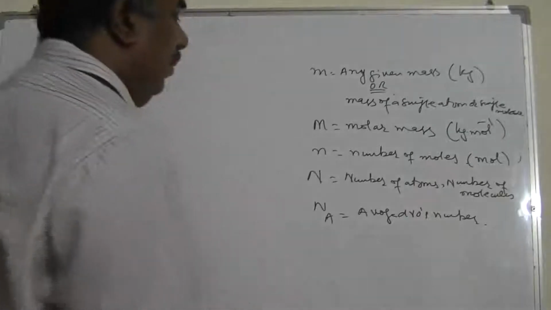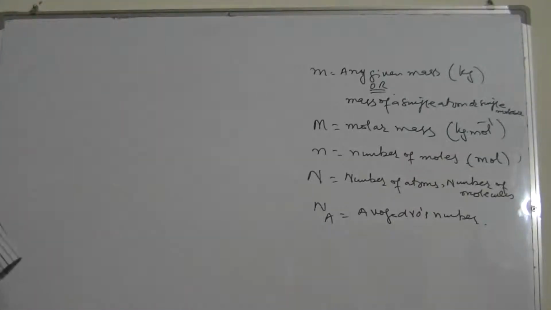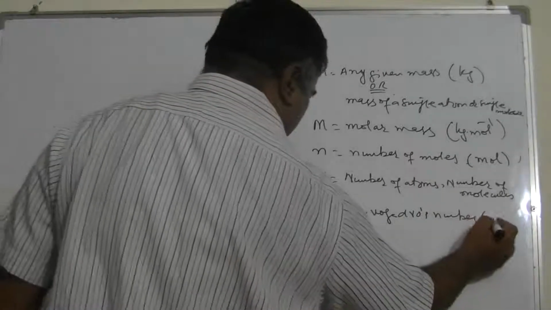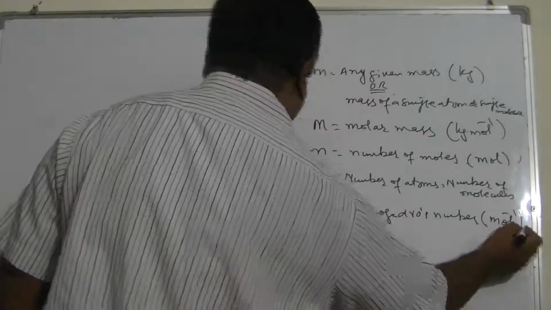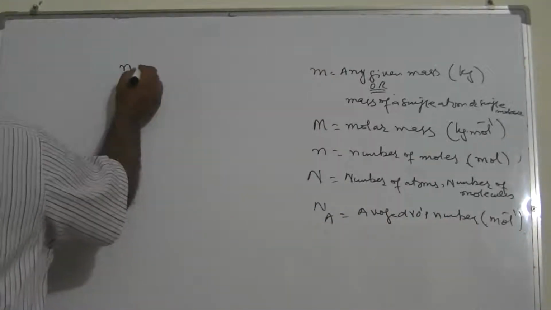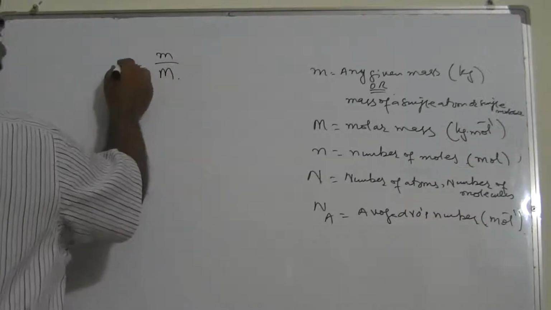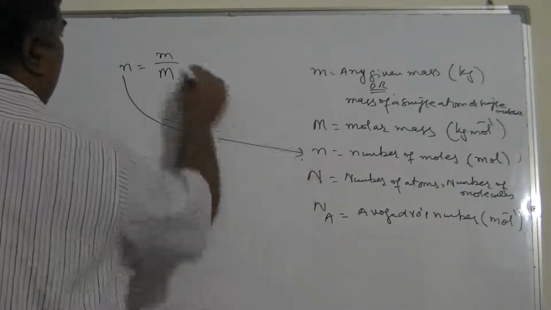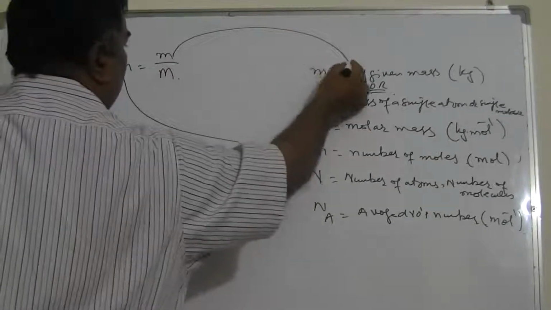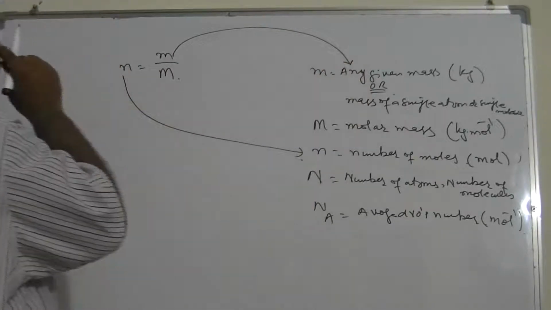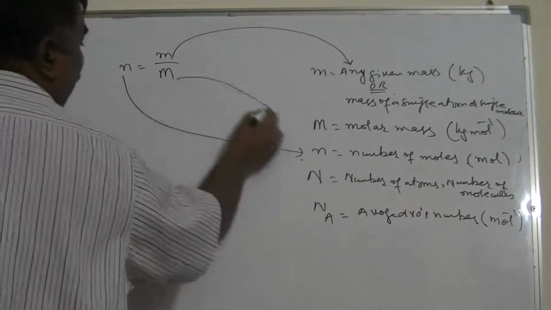Number of atoms and molecules has no unit. Then N Avogadro's number has a unit per mole. Now the first equation is n = m/M. Here n is the number of moles, m is any given mass, and M is the molar mass.